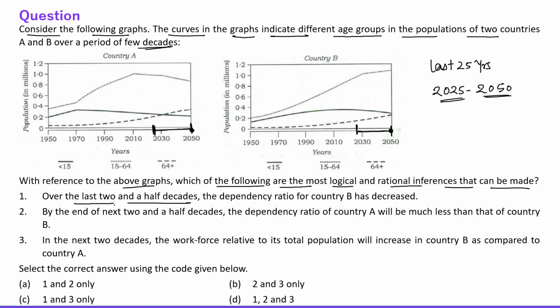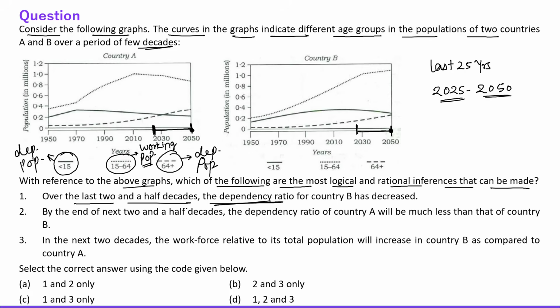Question is, over the last 2.5 decades, what does the dependency ratio mean, everyone? Dependency ratio means this 64-plus population. This is the age group which is dependent, right? Because they are senior citizens. And less than 15 is also the dependent population. More than 64 and less than 15 is the dependent population, and this middle population is the working population. So what is the question?